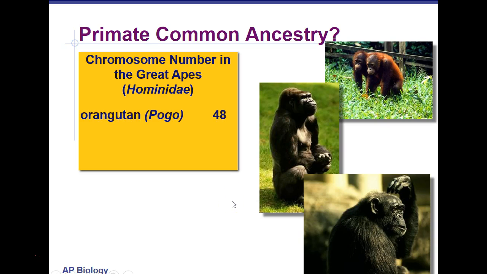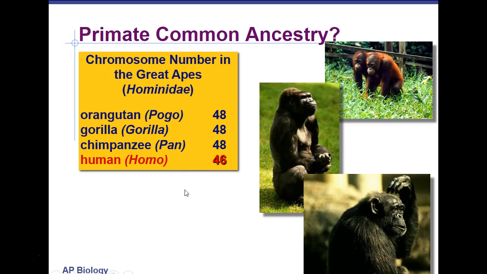Turns out that if you look at the great apes, the orangutan, 48 chromosomes. The gorilla, 48 chromosomes. The chimpanzee, whom you'll recall is our closest genetic relative, 96% of the DNA is the same, 48 chromosomes. And then the human, 46 chromosomes. I bet you remembered that from your last biology class.